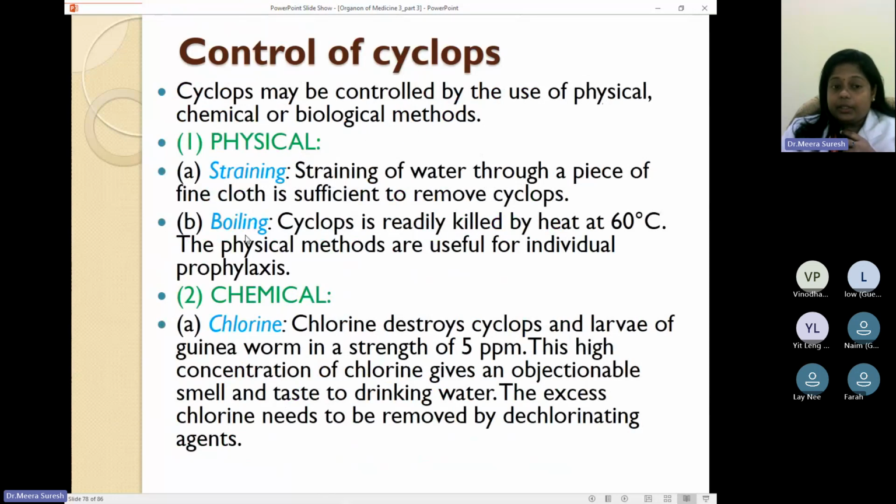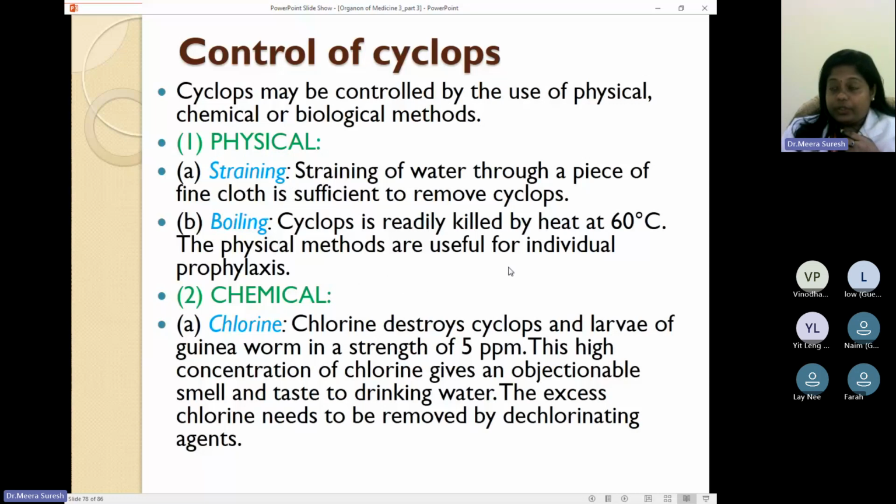In physical methods, a mere boiling or even just straining of water through a piece of fine cloth is enough. That much is enough to remove the cyclops, or even boiling. Boiling the water at 60 degrees Celsius, then also the cyclops can be readily killed. In the straining method, the cyclops are not actually killed, but they are screened out or strained out from that water.